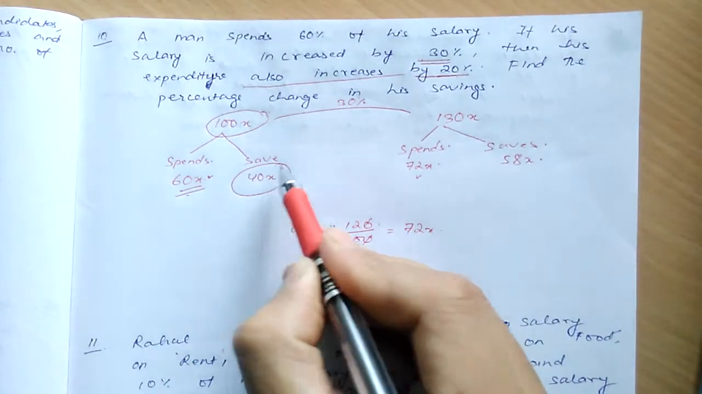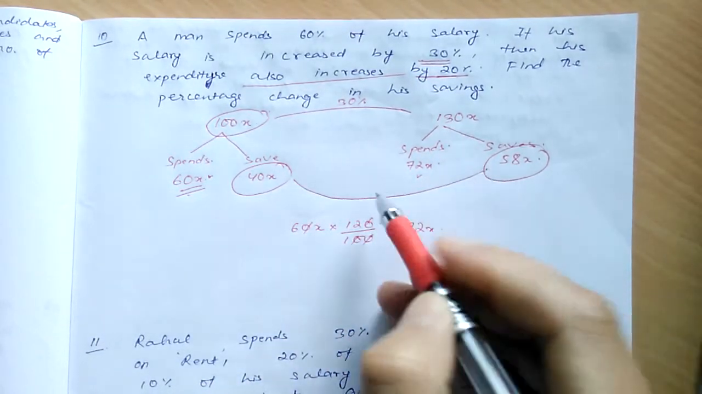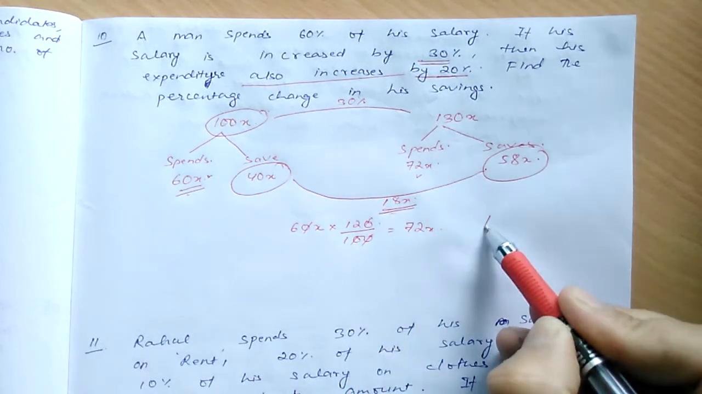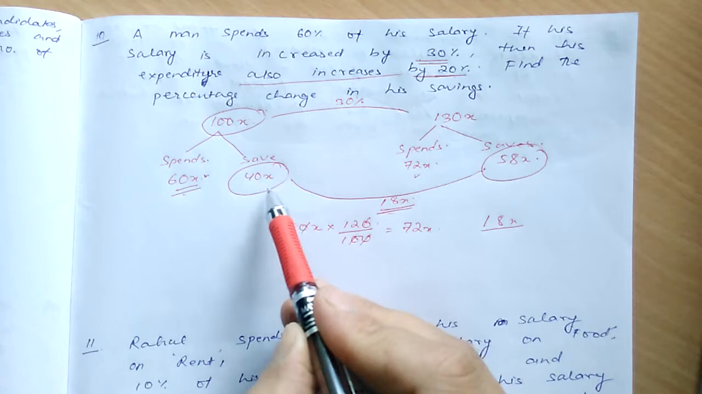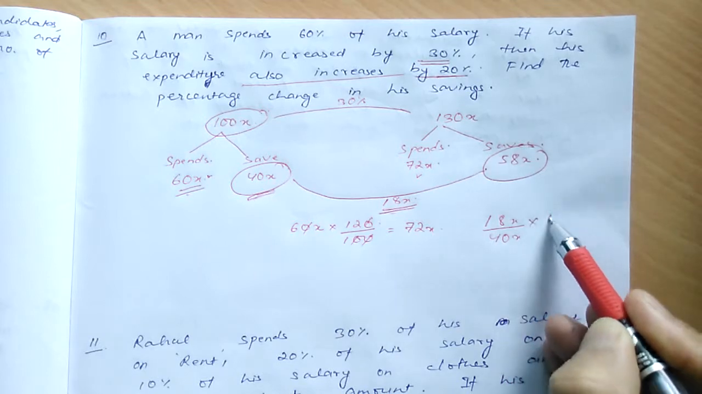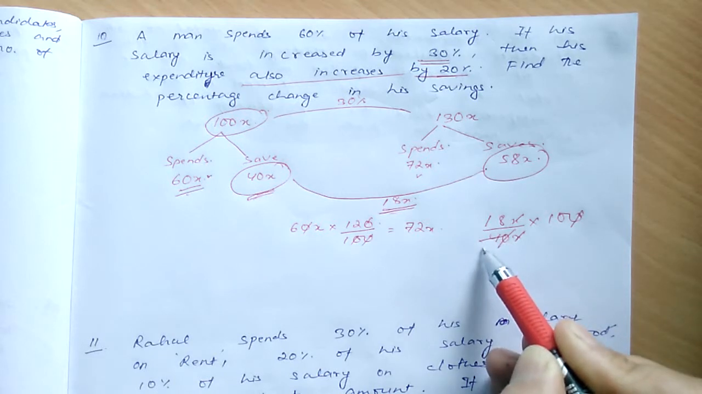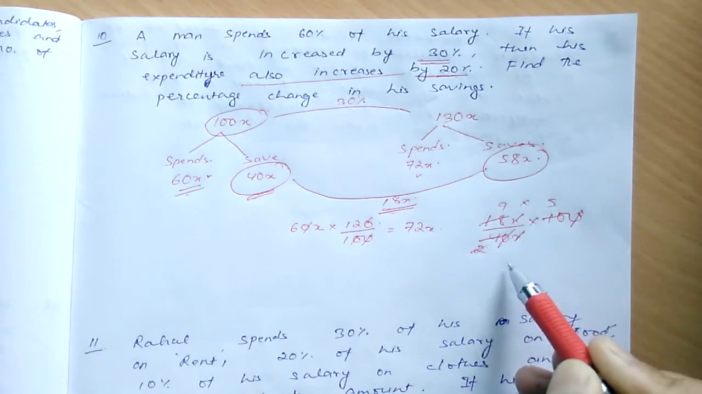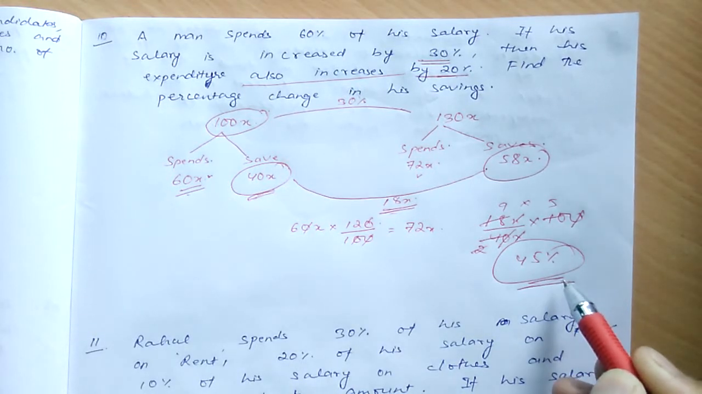Now the question says find the percentage change in his savings. He previously used to save 40x, now he saves 58x. So there is an increase of 18x. We'll divide 18x by his savings from before, 40x, into 100. 2 into 2 is 4, 2 into 5 is 10, 2 into 9 is 18, 9 into 5 is 45. So his total percentage change is 45%.